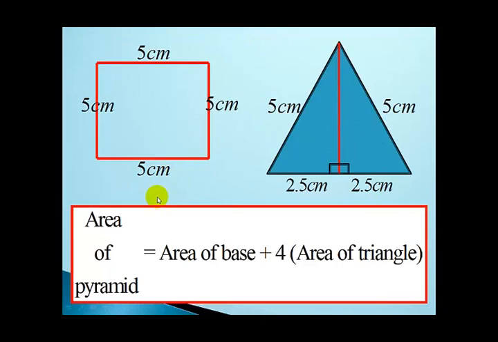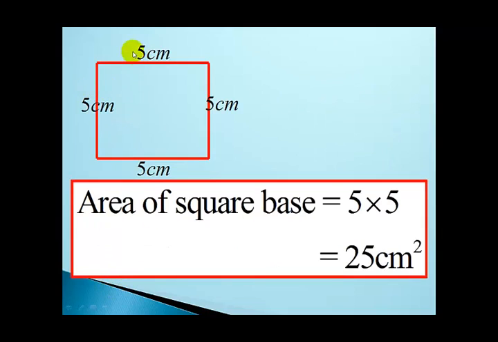Now, if you are finding the area of the pyramid, it is the area of the base, and the base is a square, plus 4 times the area of the triangle. Because the triangles are the same, we take only one into consideration. After finding the area, you multiply our answer by 4, then we add it to the area of the base, and that will give us the area of the pyramid. Now, considering the square base, the area of a square is length times length. That is 5 times 5, and the answer is 25 centimeters square.